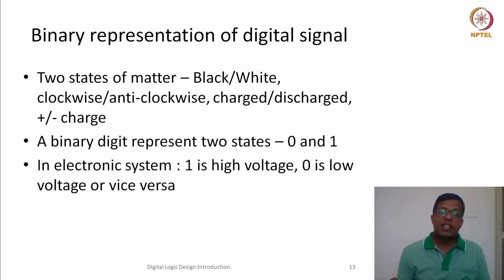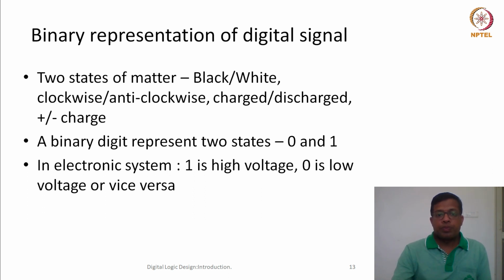vice versa, ground represents 1 and supply voltage represents 0. The idea is that we have two states in the system. One we classify as 1, the other as 0. What I would like to emphasize is that it actually doesn't matter which state you classify as 1 or which state you classify as 0.